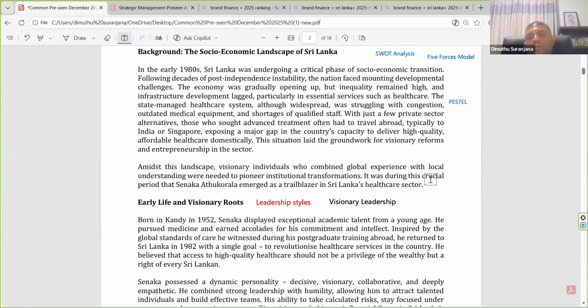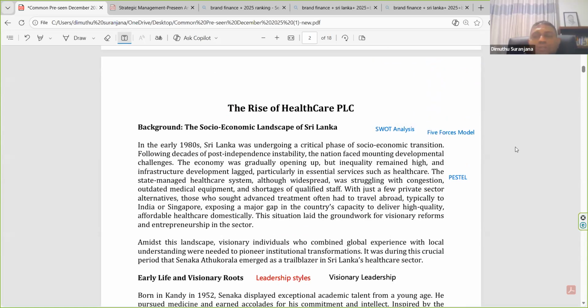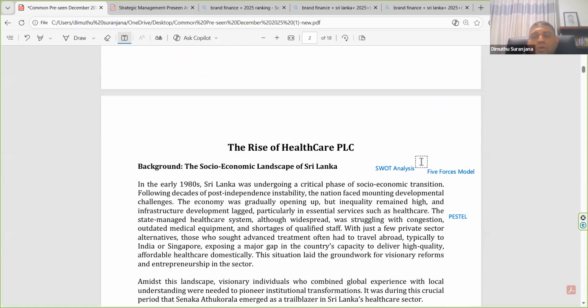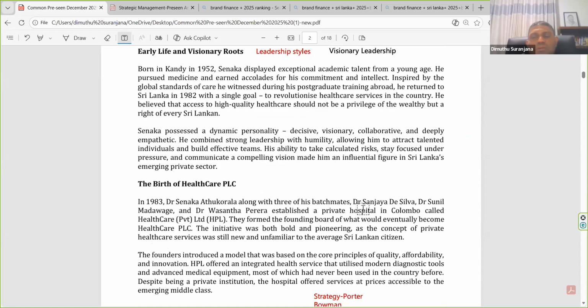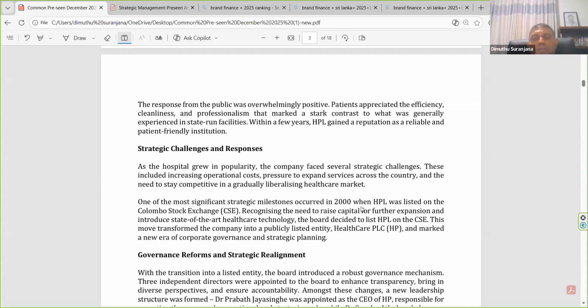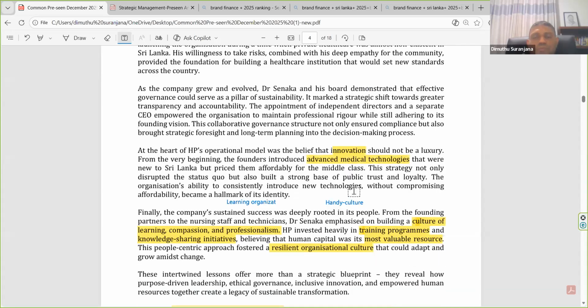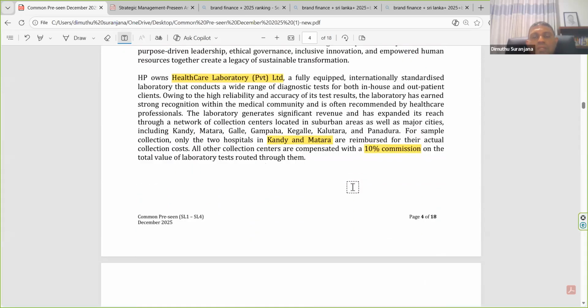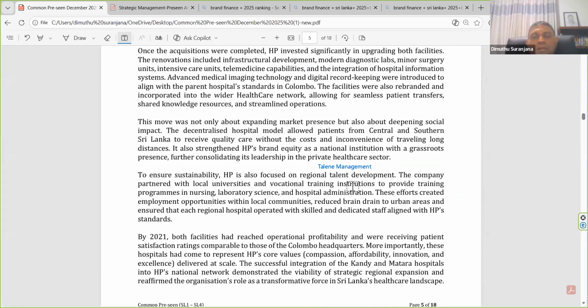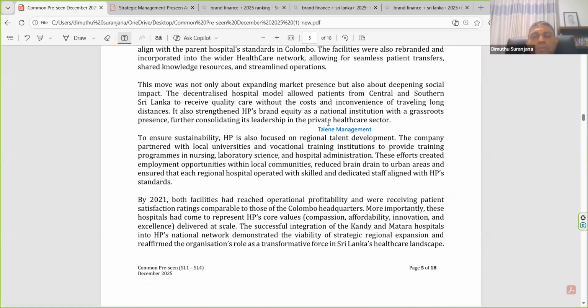PESTLE. While we were discussing the pre-seen, we came up with some leadership styles. So you can look at visionary leadership, then some of the other leadership models related to this one. Also strategy: Porter and Bowman, you can analyze. A learning organization concept can be studied. Handy's culture: you can check what type of culture is available here. Talent management may be a possible testing area for the examiner.